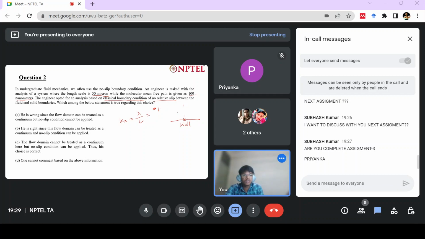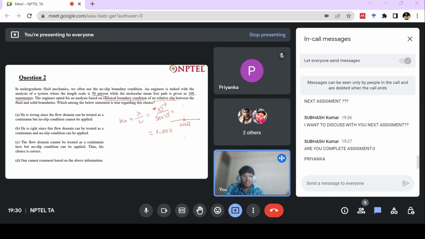100 nanometer is 10 to the power minus 7, right? 1 nanometer is 10 to the power minus 9, so 100 into 10 to the power minus 9 is 10 to the power minus 7. And this is 50 micron. 50 micron means 50 into 1 micron, that is 10 to the power minus 6. So I am writing this in meters to standardize the unit. If you solve this, how much will this be? 0.002, I think. Yes, sir. Yeah, 0.002.